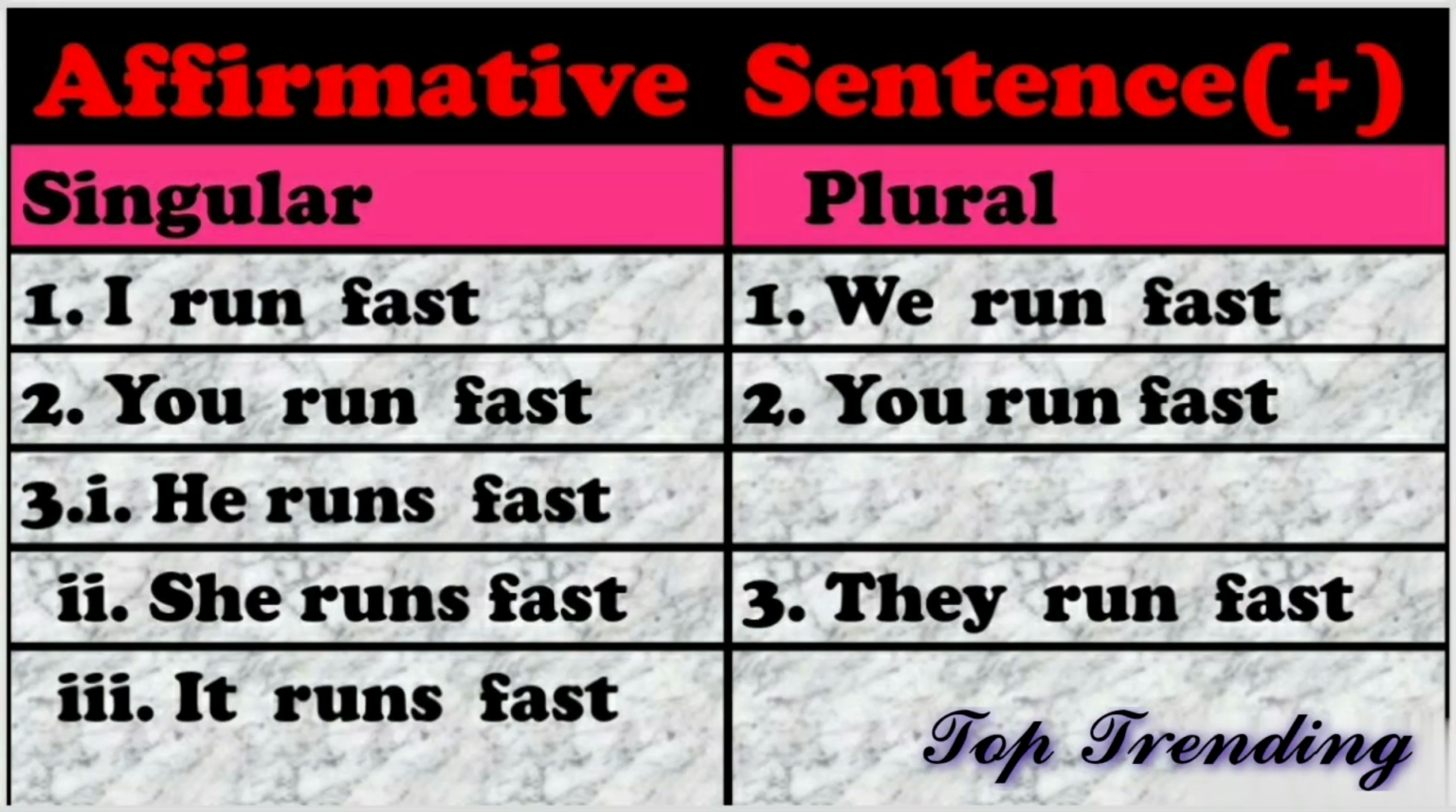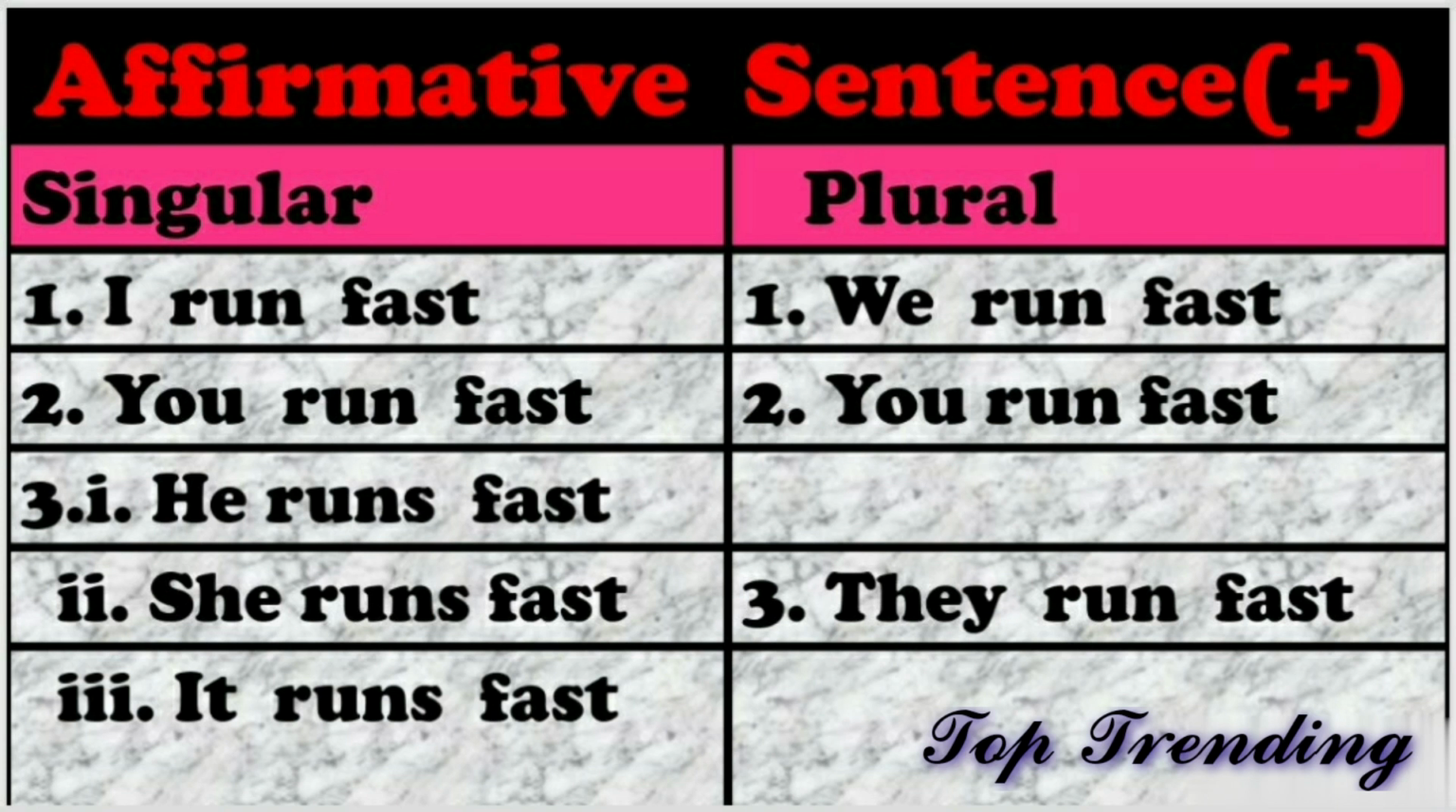Next we see the definition of affirmative sentence. Affirmative sentence means positive sentence. And the related formula is subject plus verb 1 plus object. Now we see related examples in separate columns. In the first column, singular. In the second column, plural.